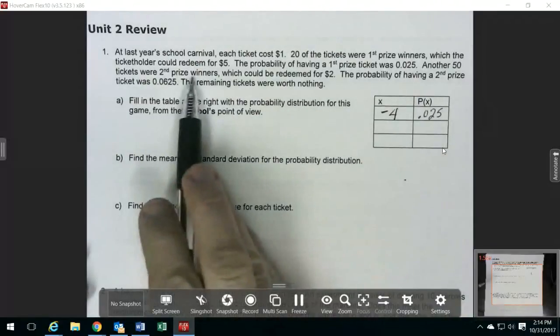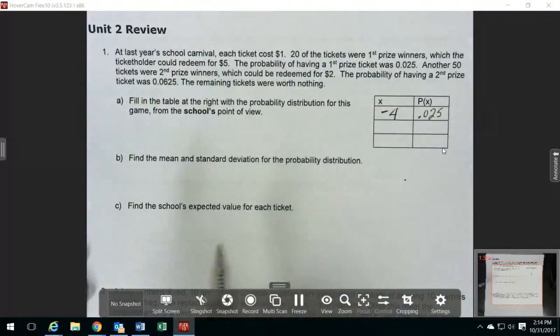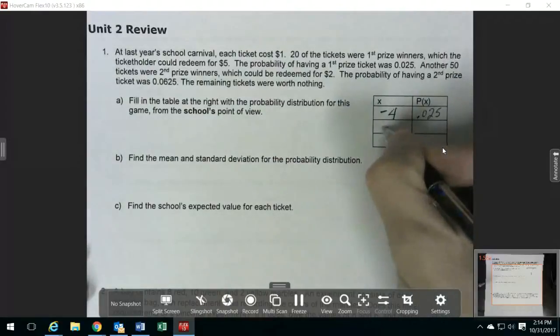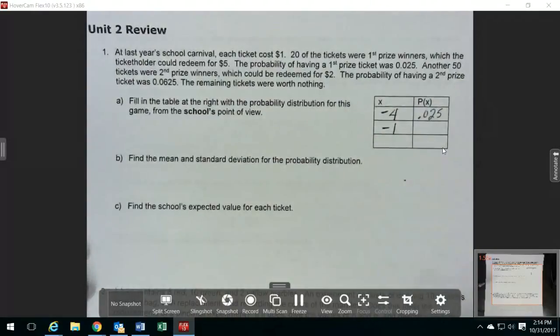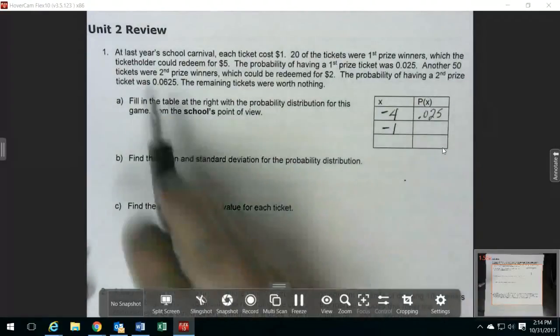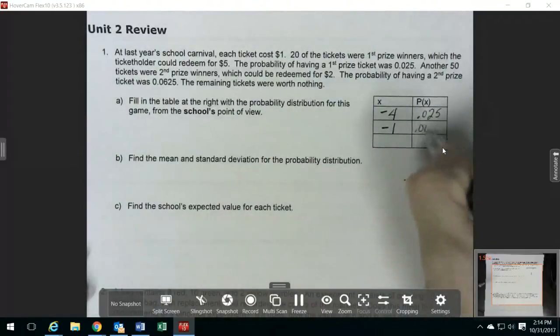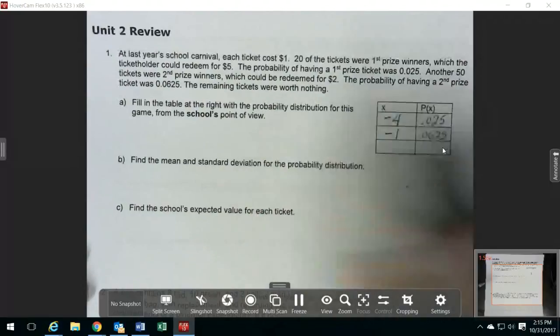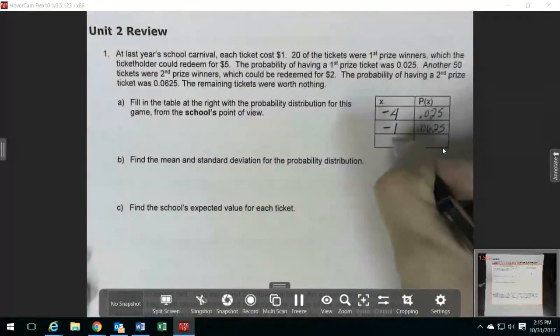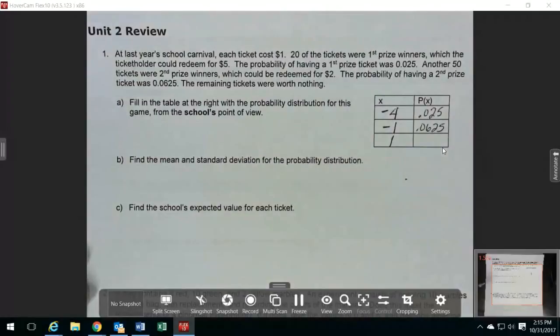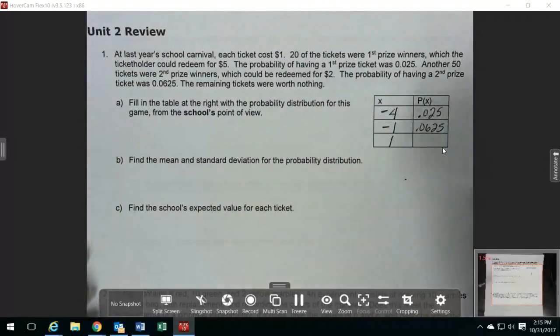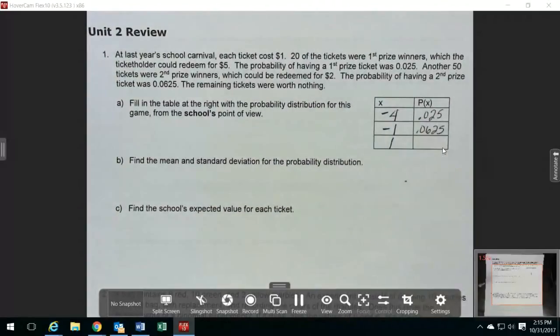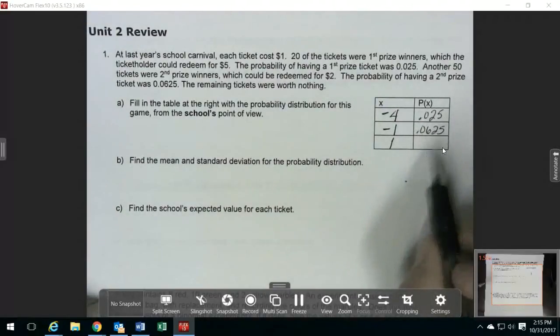Then for the second prize tickets, those can be redeemed for $2. So the school got $1 per ticket, they're paying out $2. So their net loss was $1. And then the probability for that was 0.0625. And last we had some tickets that weren't worth anything. So for those, each of those, the school's net gain was $1 because the person paid $1 for the ticket in the first place.